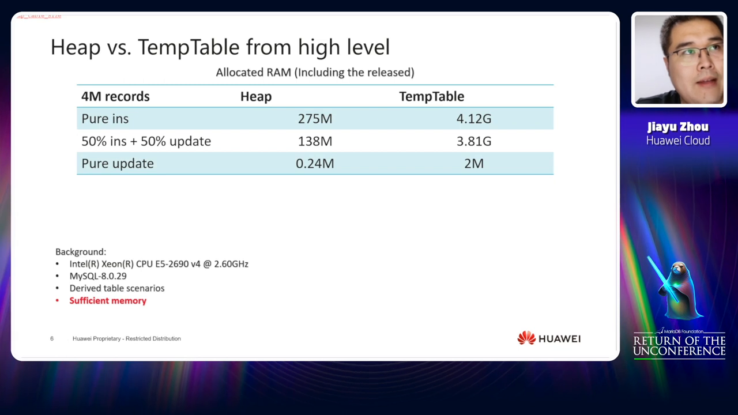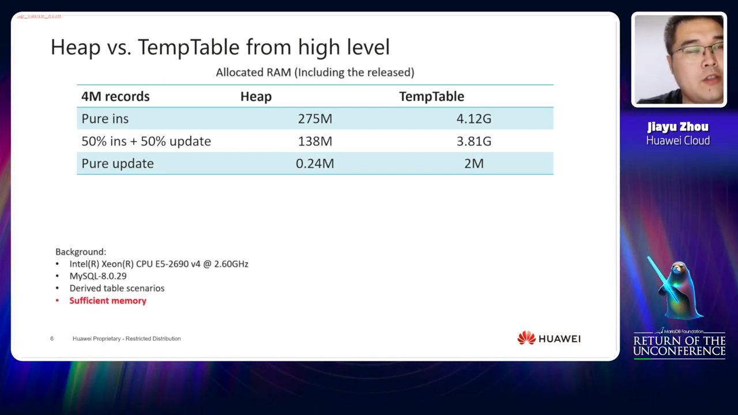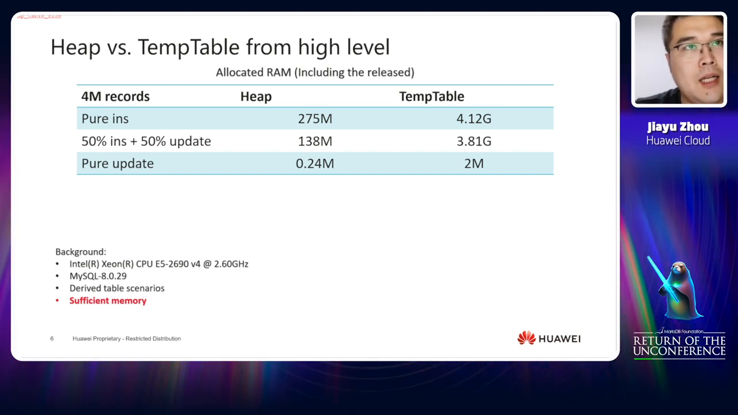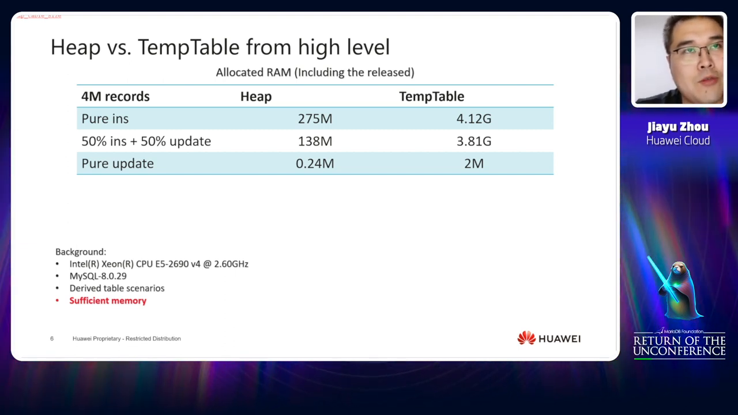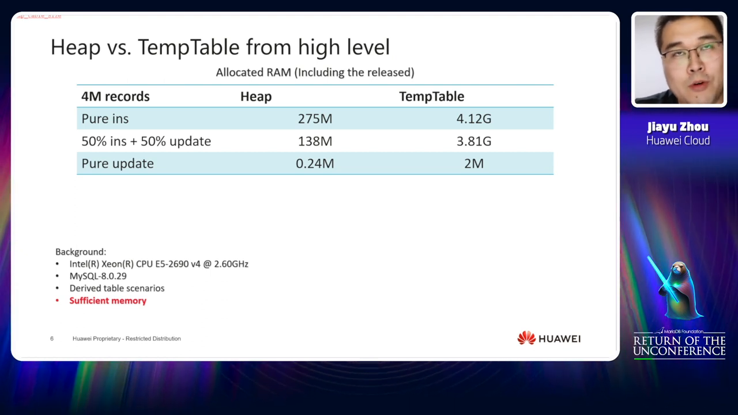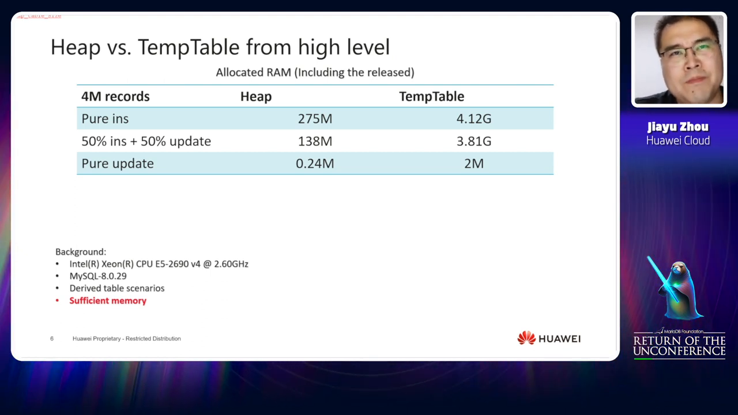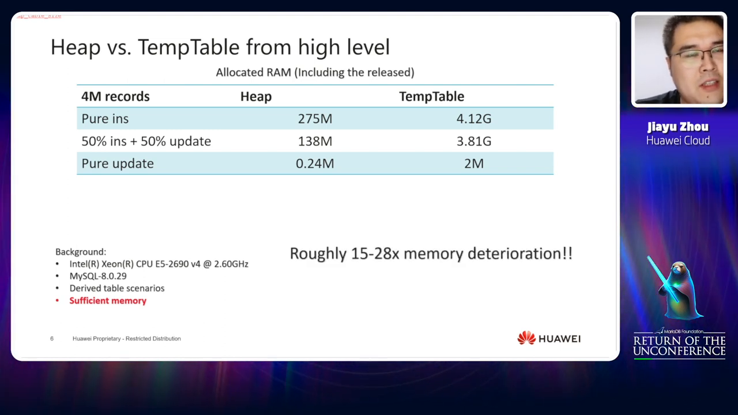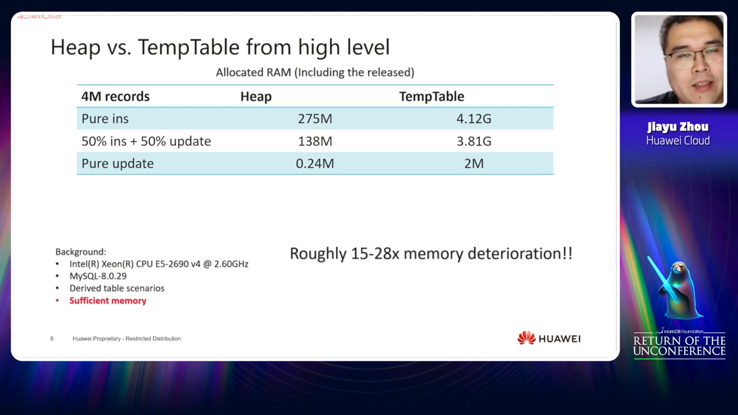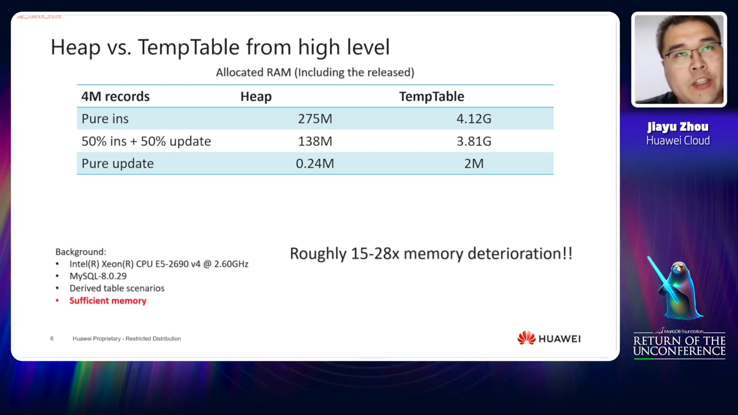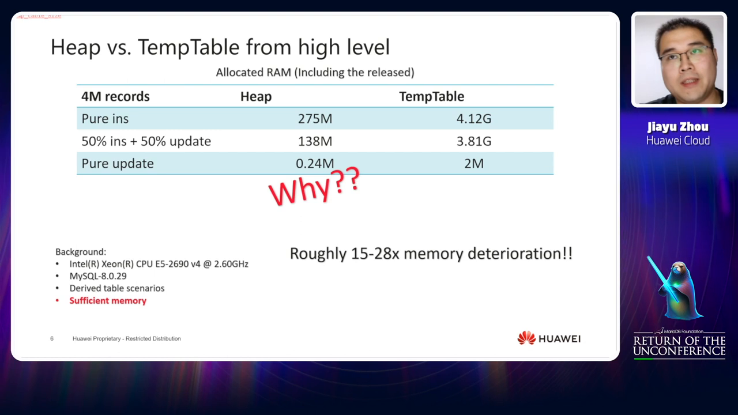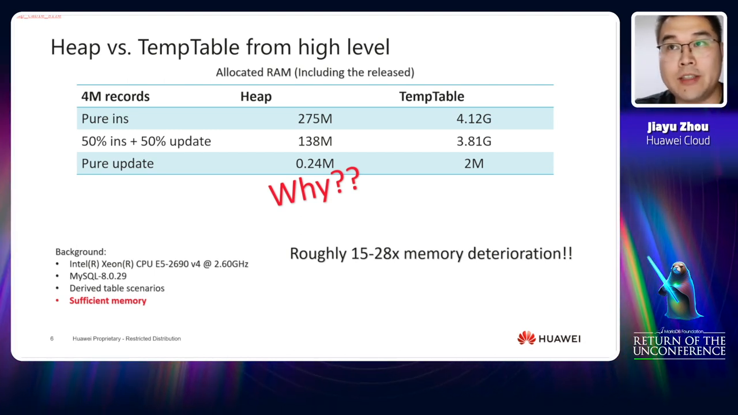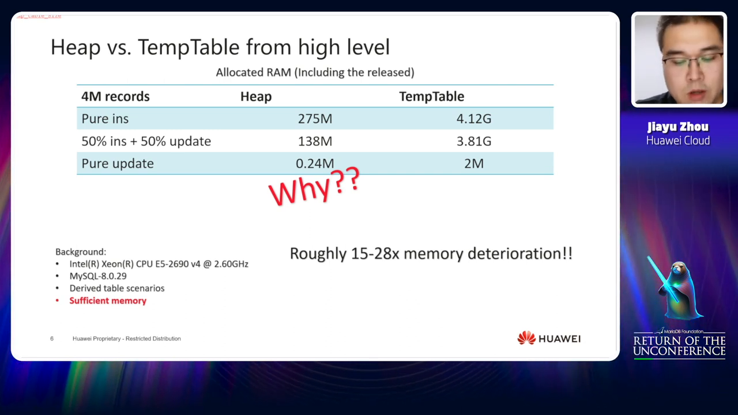We can see under the 4 million records insertion scenario, Heap engine only takes up less than 300 megabytes, but TempTable takes up to more than 4 gigabytes. That's 15 to 28 times memory deterioration. But why? To understand why this happened, we need to know both engines' designs and how both engines work.